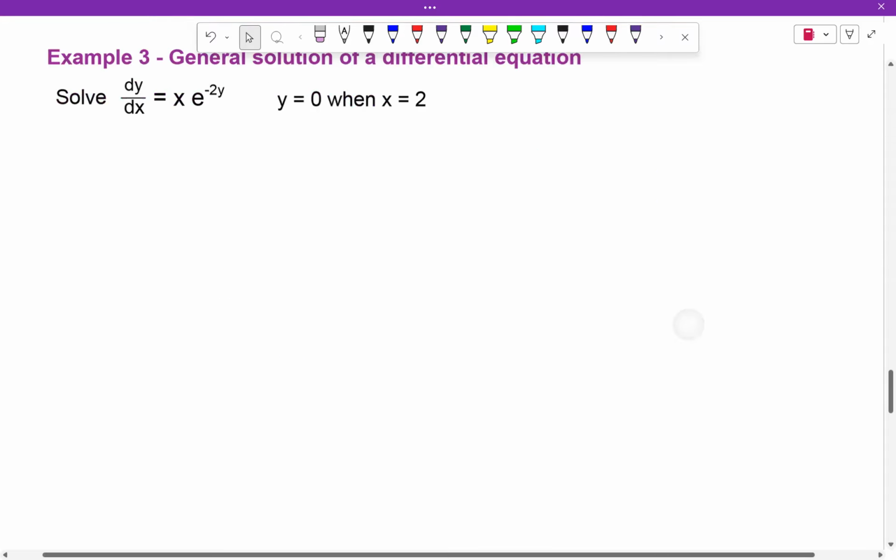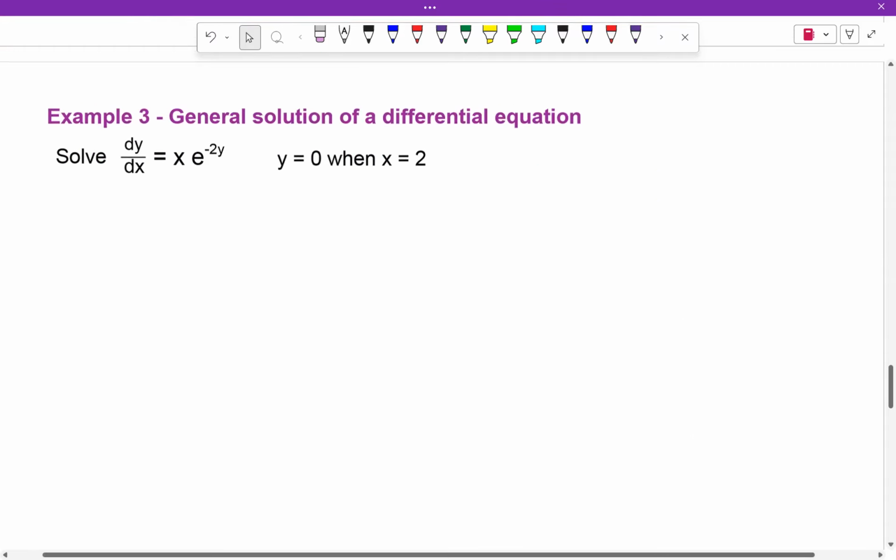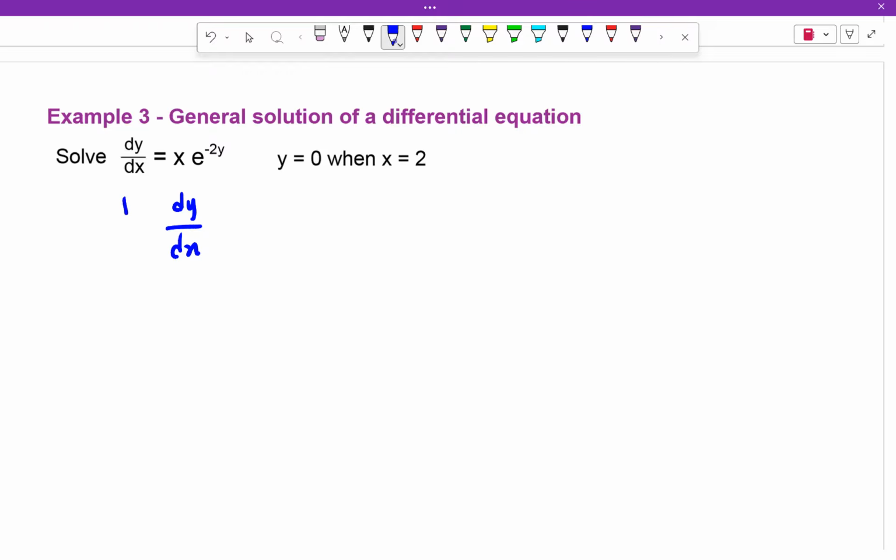Alright, 2 more questions. Let's have a look. General solution of the following. So this one is also the same concept. Okay, dy dx of 1 over. Actually here, I'm going to change it such that this equals to x over e to y. So you can see that I can just multiply 2y over here equals to x. Okay?